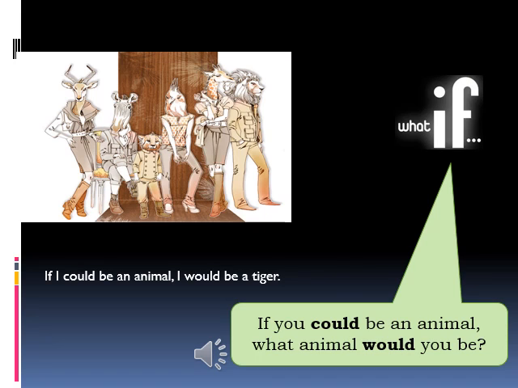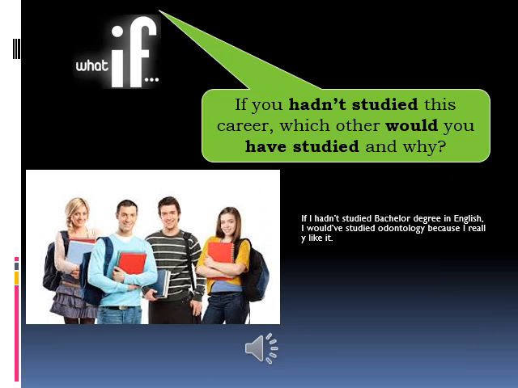Well, let's practice. If you could be an animal, what animal would you be? If I could be an animal, I would be a tiger. Let's read another example with the third conditional. If you hadn't studied this career, which other would you have studied and why? If I hadn't studied a bachelor's degree in English, I would have studied odontology because I really like it.